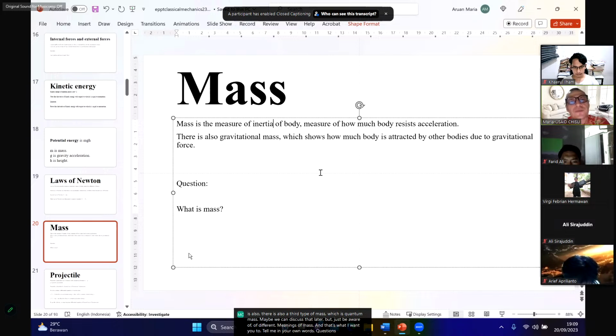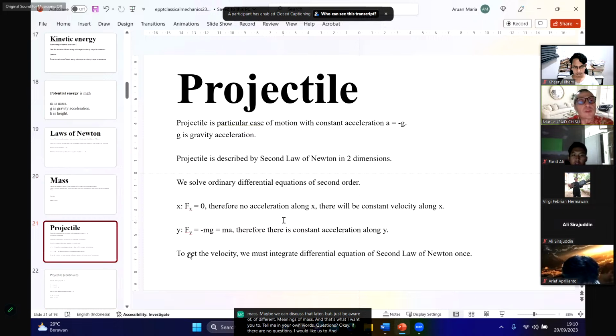Questions? Okay. If there are no questions, I would like us to get to slide number 21 and continue projectile. Remember, we started projectile last week, and we found the distance at any time. So as you can see, projectile is a particular case of motion with constant acceleration a, which is negative g, negative 10 meters per second squared approximately.